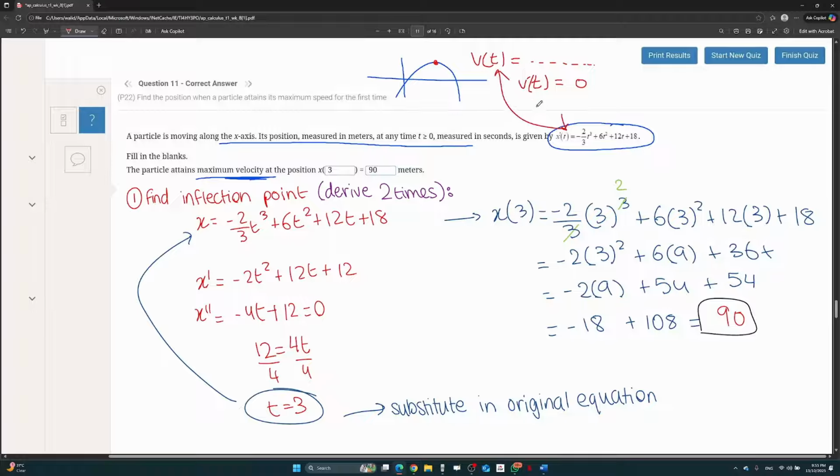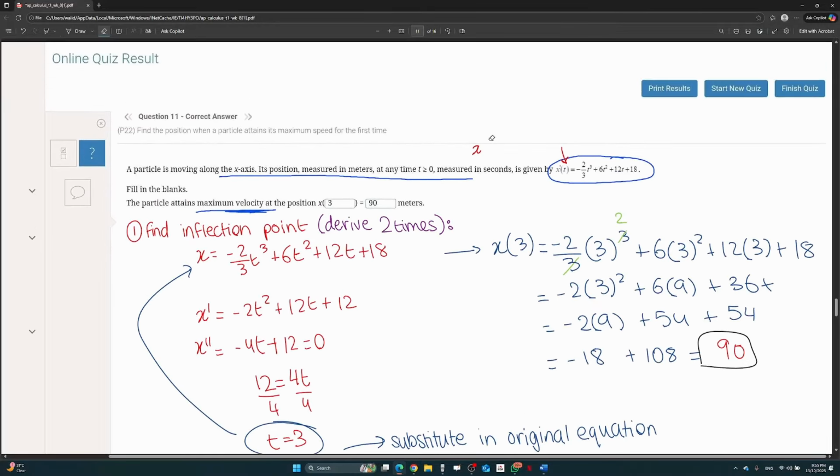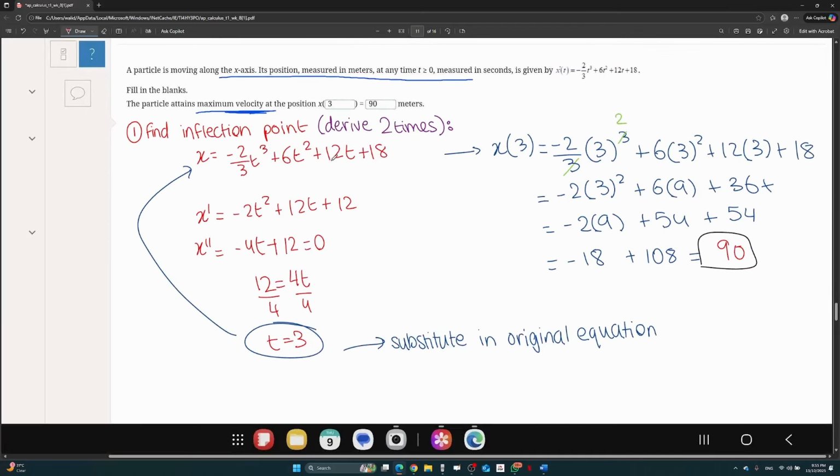So before we reach v prime, we need to go from x to v, and that's deriving x once. Then going from v to v prime means you're deriving x a second time. So basically, if you see this question tomorrow, all you have to do is take your function and derive it twice and equate it to 0. Now, it's very easy. So the solution is right here.